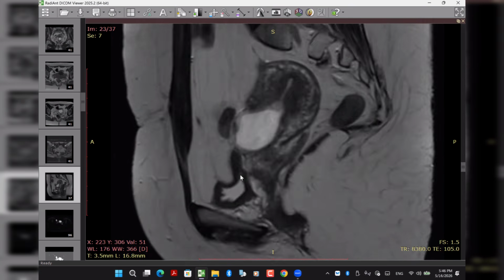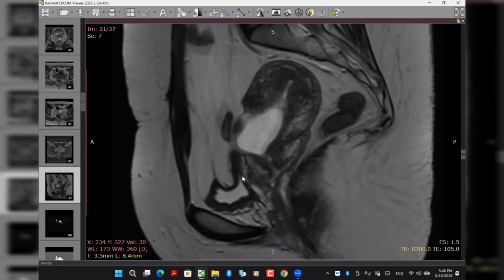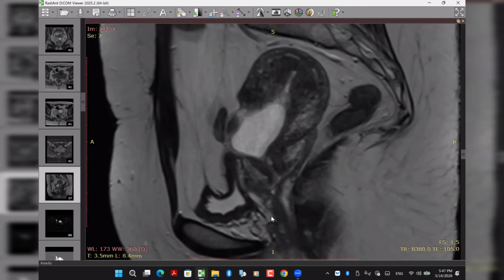And I'd like also to have a look at it. The rest of the uterus looks unremarkable. The cervix is unremarkable. What exactly will you give me as the impression for this case?